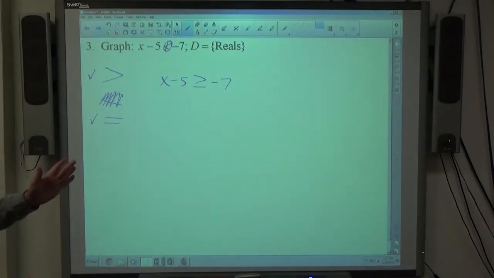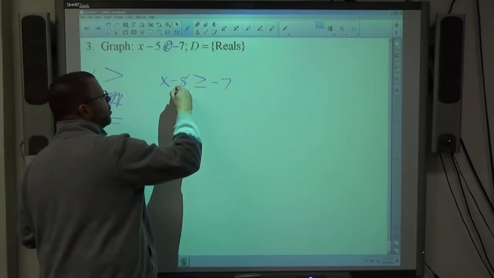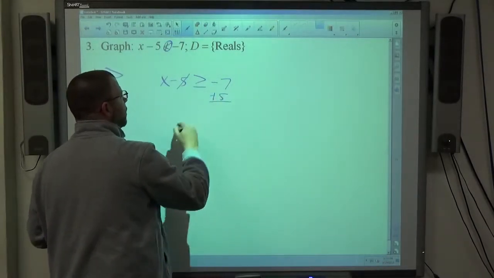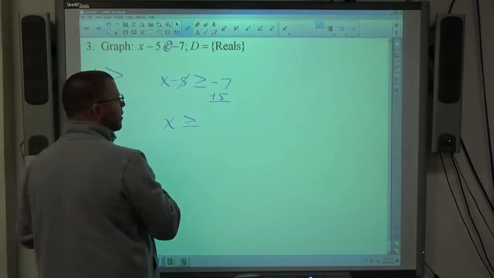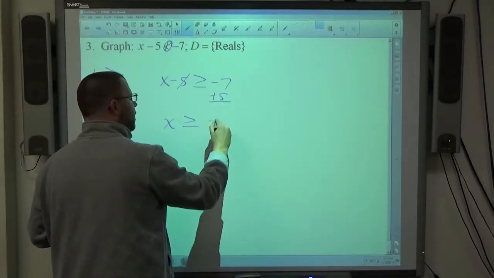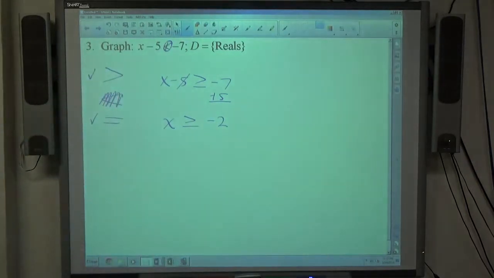I'm going to get x all by itself, so I've got to move the 5 to the other side, so minus 5 moves over as a plus 5. X is left on the left-hand side, greater than or equal is not affected by such a move. Negative 7 plus 5 is negative 2. Subtraction because the signs are different. Negative because 7 is bigger.